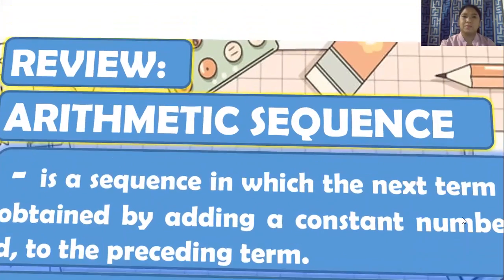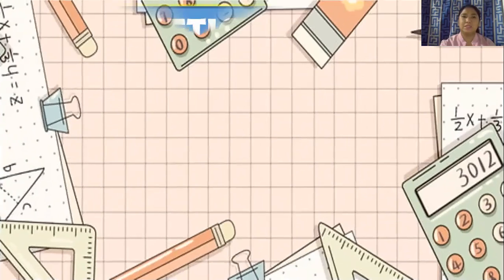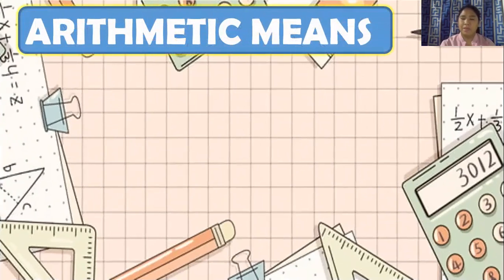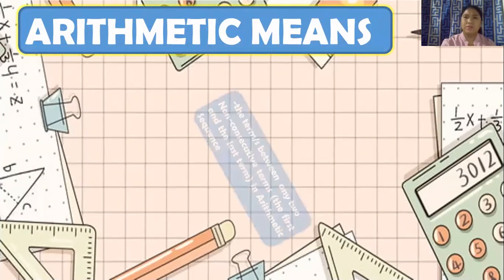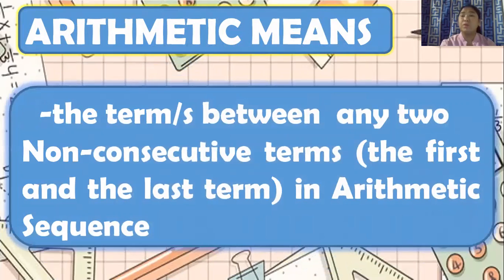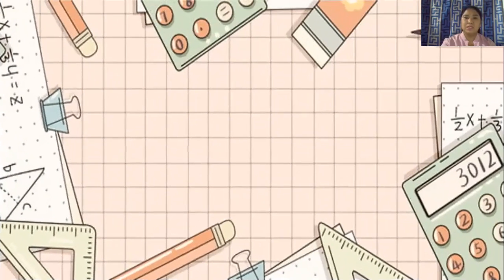And what is that? That is the arithmetic means. So what is an arithmetic mean? This is the term or terms, so it can be one, it can be many, between any two non-consecutive terms, so the first and the last term in an arithmetic sequence. So let us have an example.